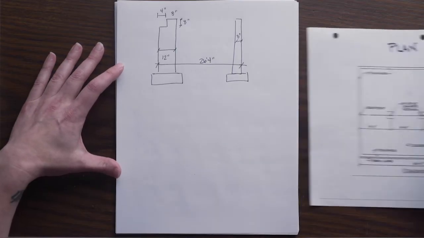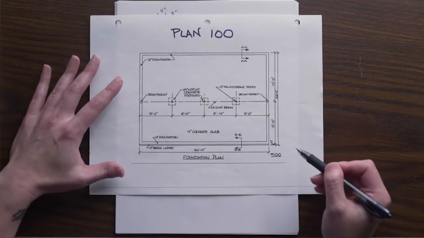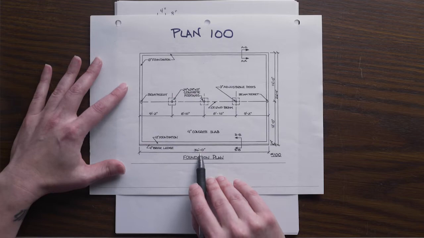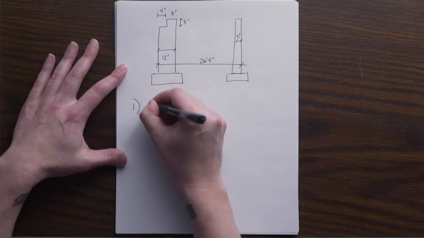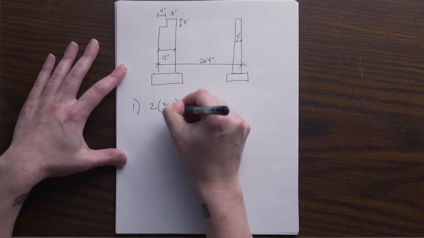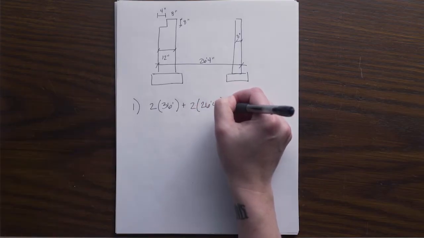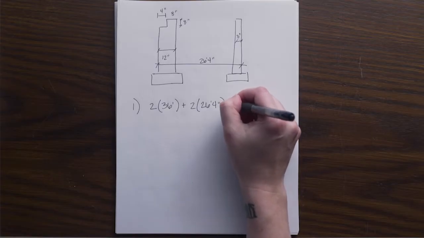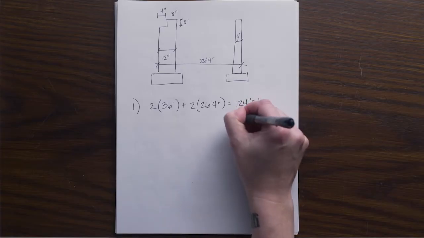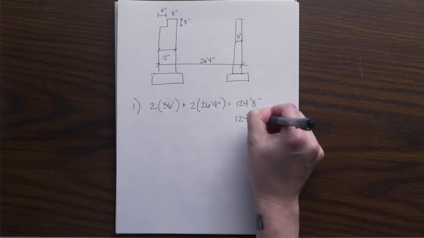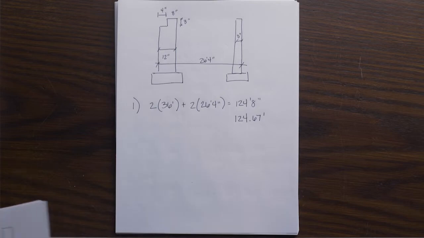So when we're looking again at our foundation plan, we first calculate the overall perimeter. Perimeter, basic math: we have our front plus side plus back plus other side. So we can simply do 2 times our front, 36 feet, plus 2 times our side of 26'4", and we end up with 124 feet 8 inches. You could also write it as 124.67 feet. Either one is acceptable when you're doing your calculations and showing your final answer.